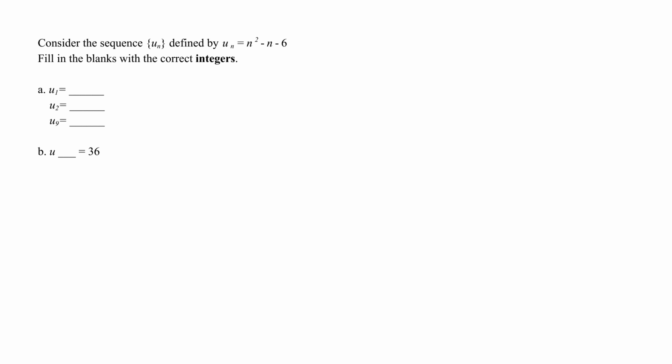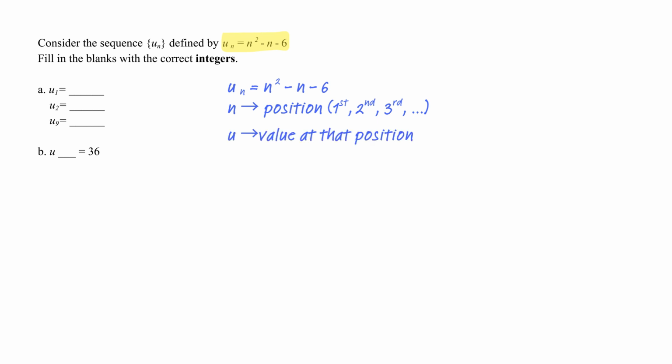This question is all about using a mathematical formula to find specific numbers in a list, or a sequence. The rule for this sequence is U sub n equals n squared minus n minus 6. Think of n as the position, first, second, third, and so on, and U sub n as the value at that position. To find the value, you just substitute the position number into the formula.